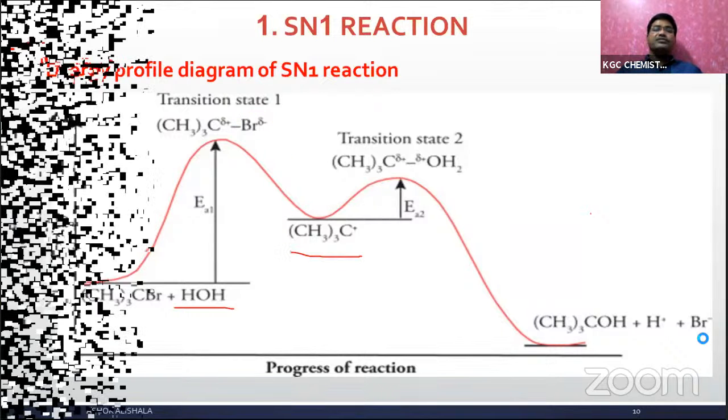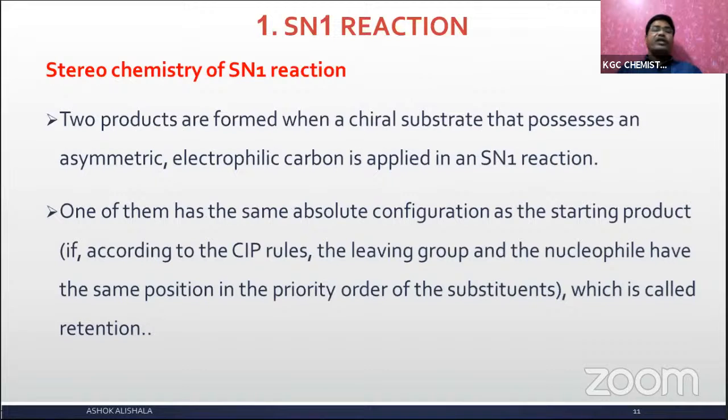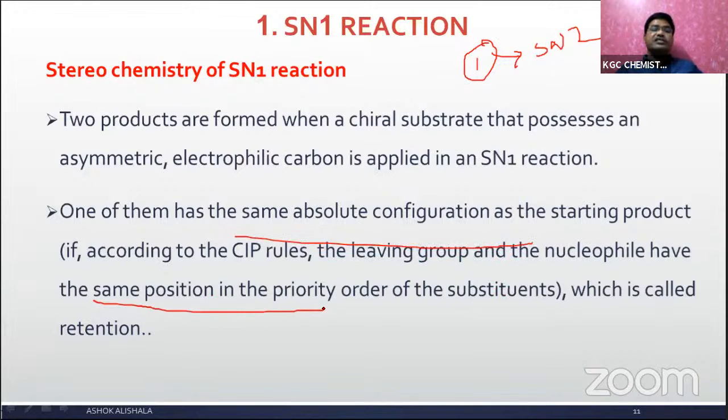See, this is going to be the stereochemistry. The 2 products are formed when a chiral substrate possessing an asymmetric electrophilic carbon is applied in SN2 reaction. One of them has the same configuration. That means in the case of the SN2 reaction, only inversion of the configuration takes place. Only 1 product is possible in the SN2 reaction. But here in SN1 reaction, 2 products are possible. One is the same as the reactant molecule, another is opposite. One is retention, another is inversion of configuration.